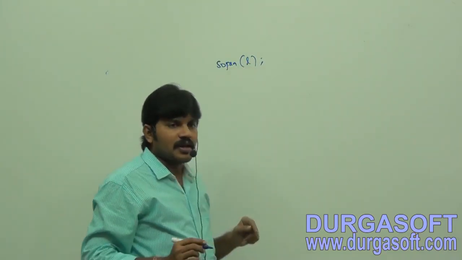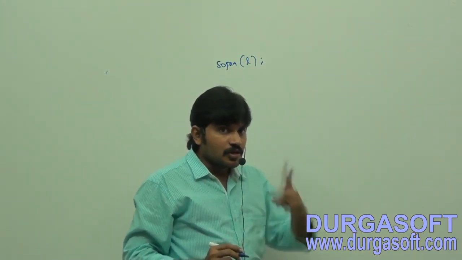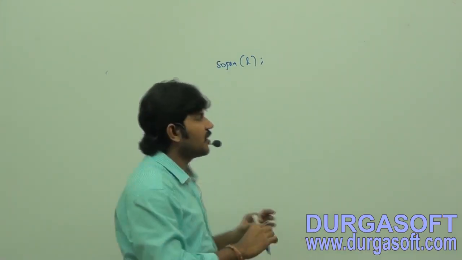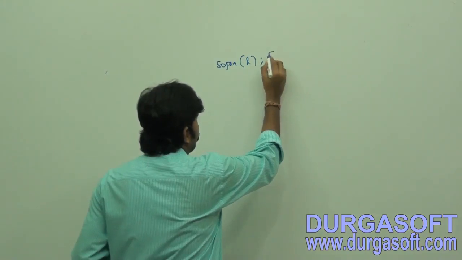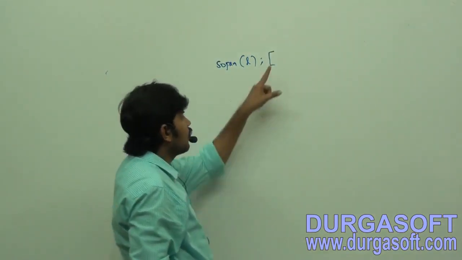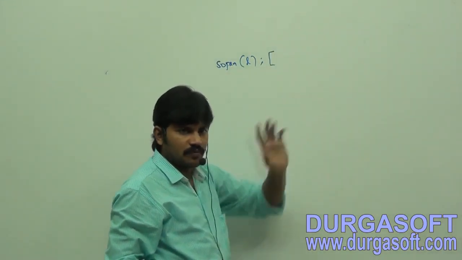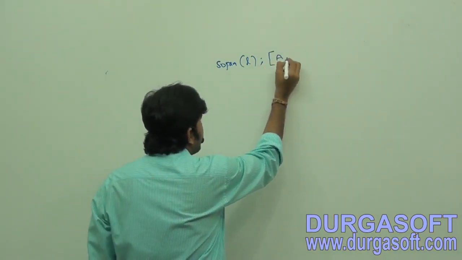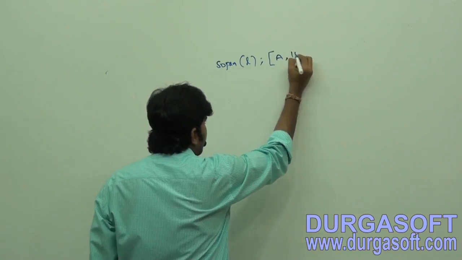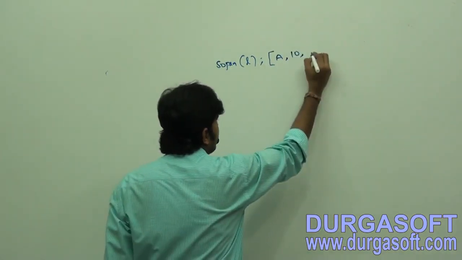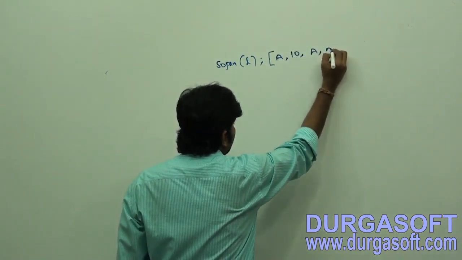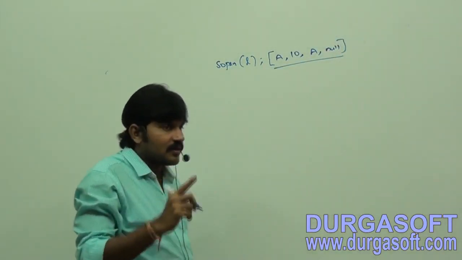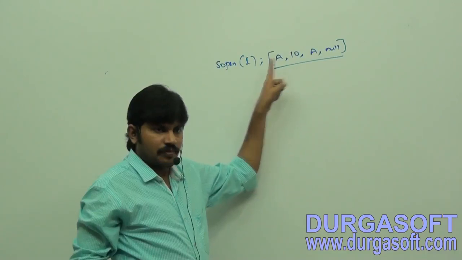If you are trying to print any object reference, internally the toString method will be called. In every collection, how is the toString method implemented? Square bracket open, then first object, second object, third object, fourth object. Can you tell what is the first object we added? A. Second object we added 10. Third object we added A. Fourth object we added null. If it is a collection, the content will come within the square brackets.